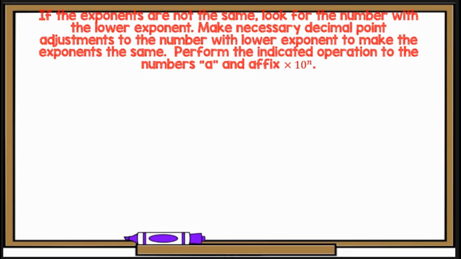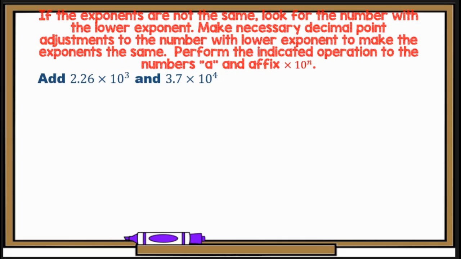If the exponents are not the same, look for the number with the lower exponent. Make necessary decimal point adjustments to the number with the lower exponent to make the exponents the same. Perform the indicated operation to the numbers a and affix times 10 raised to the power of n.